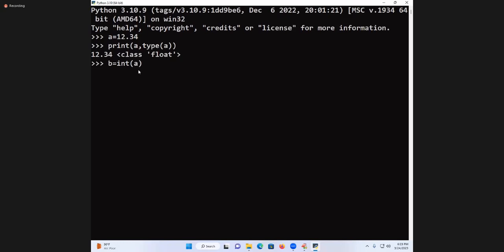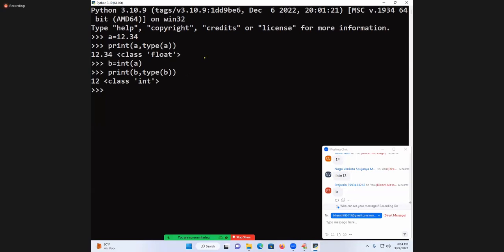Tell me, students, the value 12.34 is converted into which type? The integer part of 12.34 is 12, and that 12 is present in B. Now see, print of B, comma, type of B. Is 12 coming or not? Did you understand the meaning, guys?